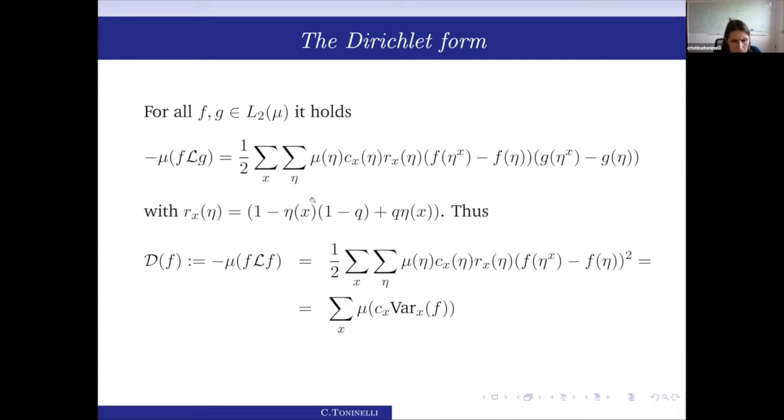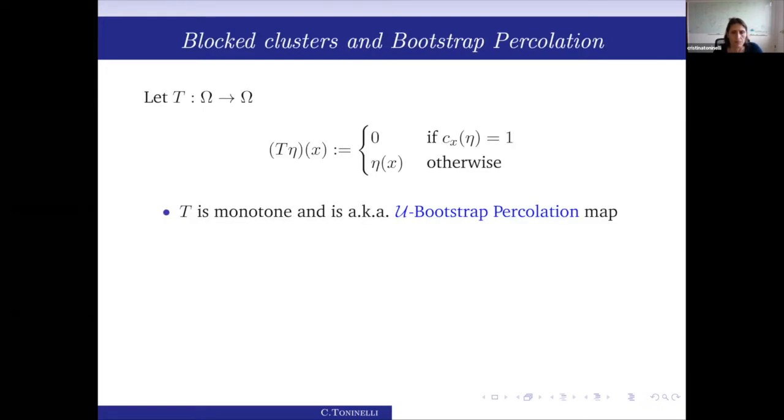Here there is a parenthesis which is missing. So it is 1 minus eta x times 1 minus q, times the square of the difference of the function evaluated on the configuration modified at x minus the function evaluated at the original configuration. Okay, so this is the Dirichlet form, which plays an important role. So I wanted to give the formula now.